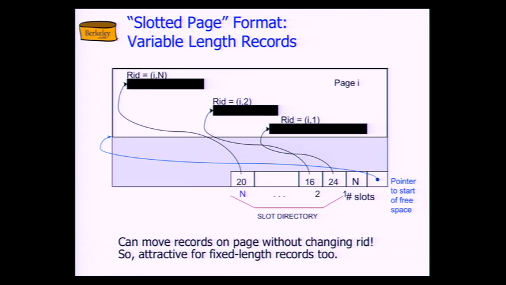The slot directory entry is really the unique identifier. The location of the tuple on the page can move. It's that level of indirection between the slot directory and the location of the tuple that allows you to reorg these pages, which is kind of nice. Okay?